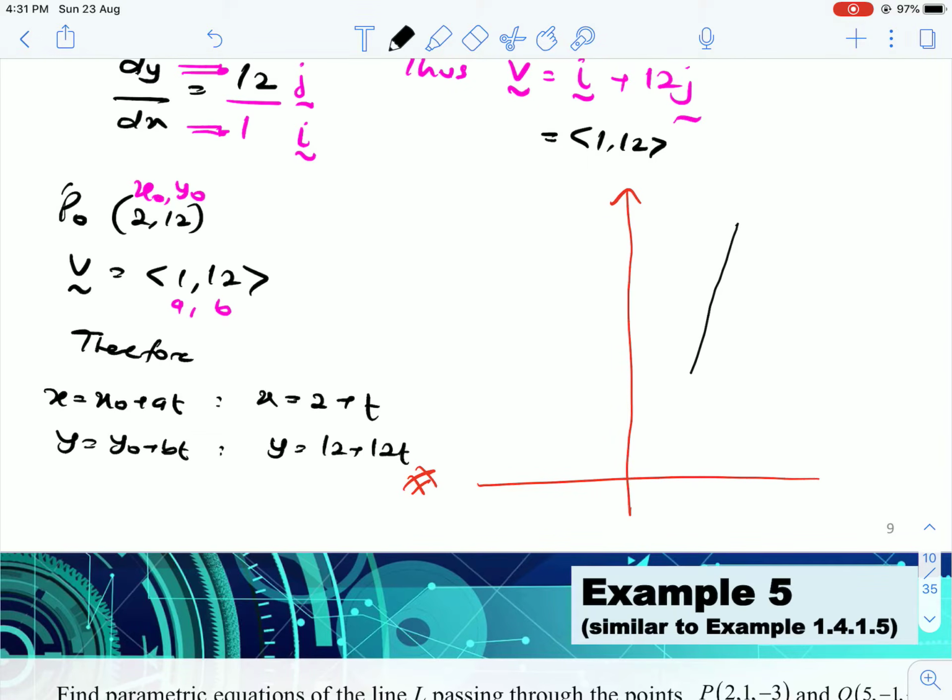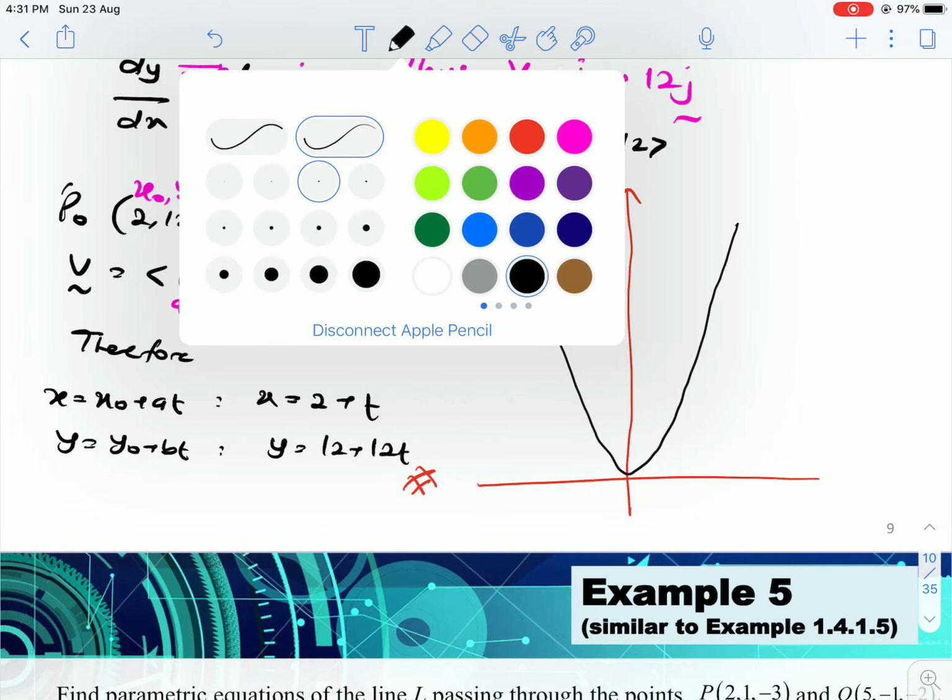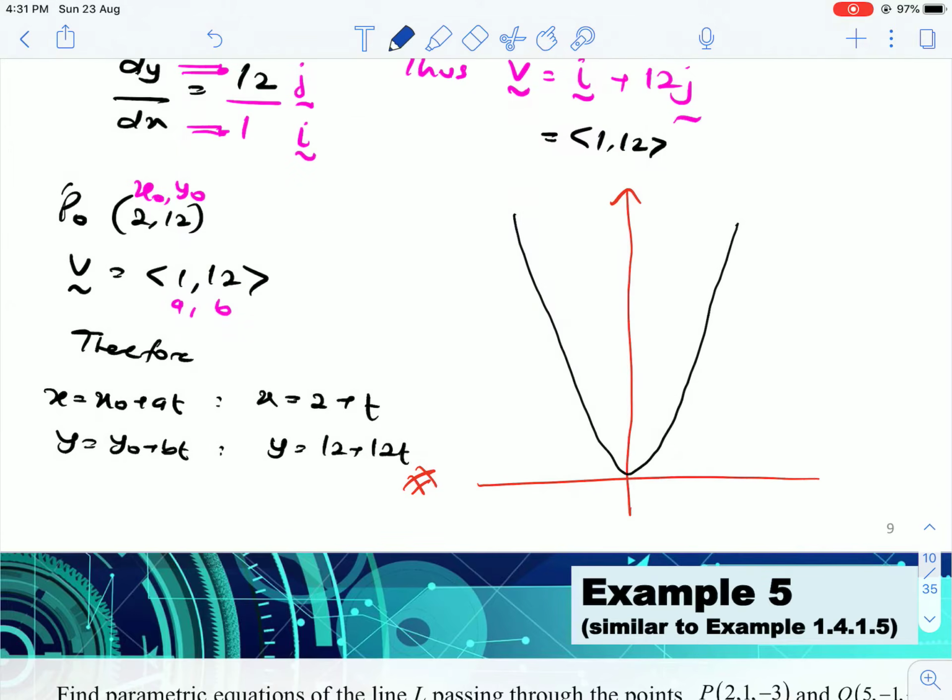Say this is the parabola. Okay, so let me denote the coordinate of 2, 12. Let's say this is point 2 and this is point 12. Okay, this is coordinate x and y. So we have this coordinate 2, 12.